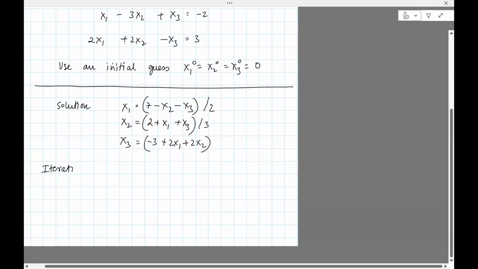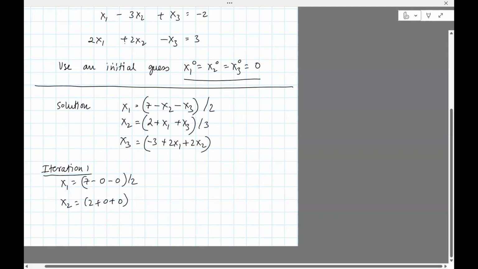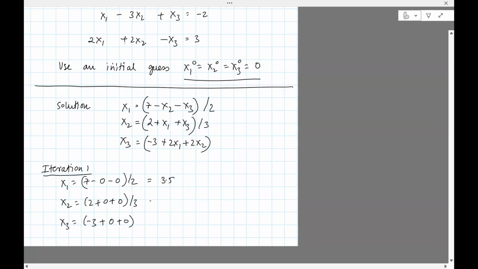Okay, iteration 1. Okay, let's solve it sequentially. x1 equals 7 minus, our guess is 0, 0, 0. So I'll just put that 0, 0, divided by 2. x2 equals 2 plus 0 plus 0 divided by 3. x3 is minus 3 plus 0 plus 0. This is 3.5, 0.6667, and then minus 3.